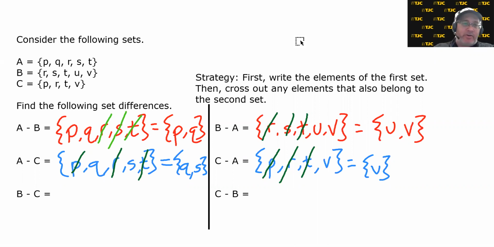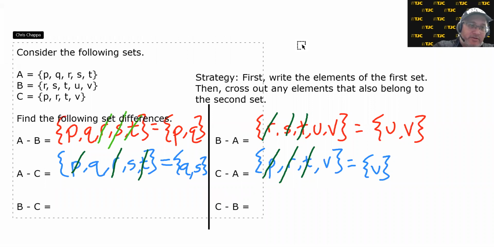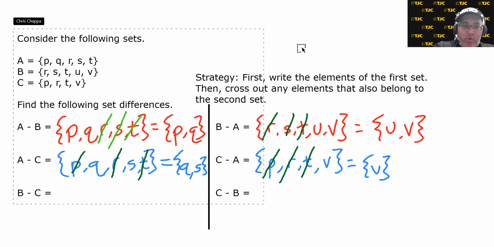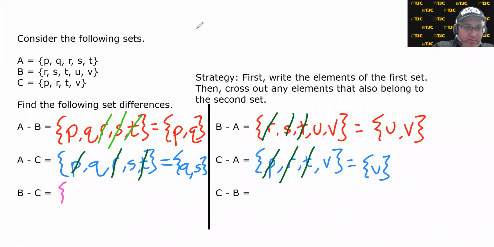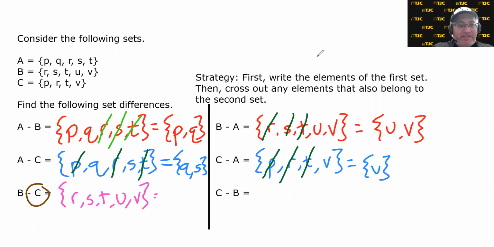Again, I hope you did these on your own, because anybody can watch somebody do math, but math is not a spectator sport. All right, for B minus C, we're going to start with the first set, which is B. So we're going to start with R, S, T, U, and V. And we are removing set C. So we're going to ask each letter, do you belong to set C?